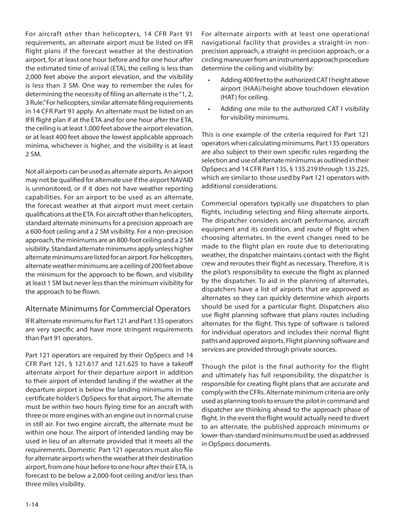For aircraft other than helicopters, standard alternate minimums for a precision approach are a 600-foot ceiling and a 2 sm visibility. For a non-precision approach, the minimums are an 800-foot ceiling and a 2 sm visibility. Standard alternate minimums apply unless higher alternate minimums are listed for an airport. For helicopters, alternate weather minimums are a ceiling of 200 feet above the minimum for the approach to be flown, and visibility at least 1 sm but never less than the minimum visibility for the approach to be flown.